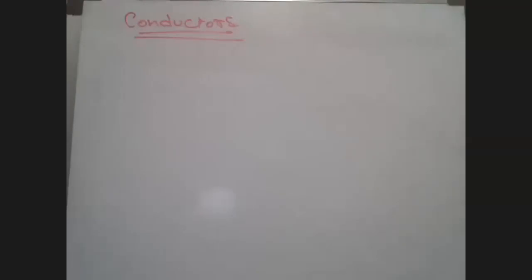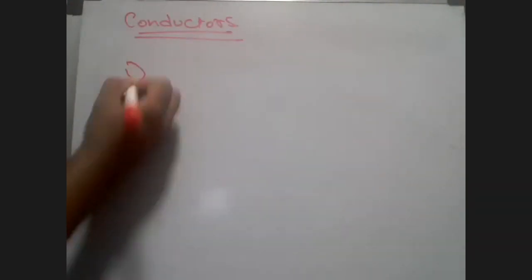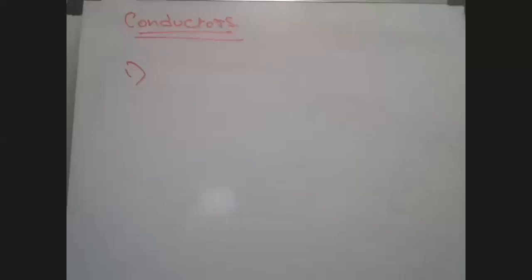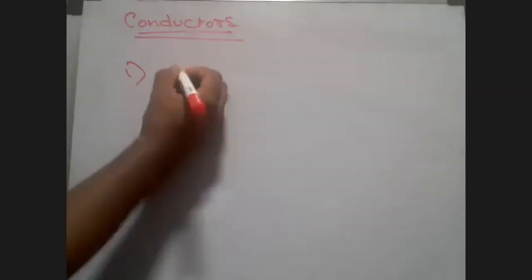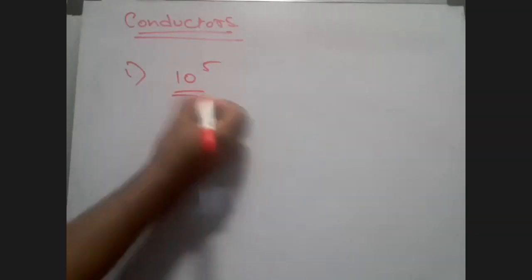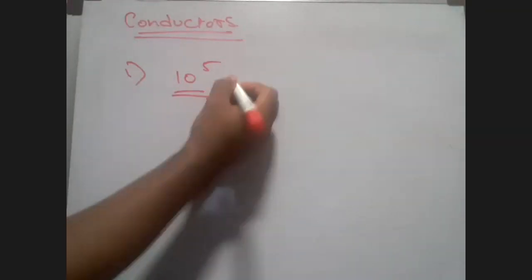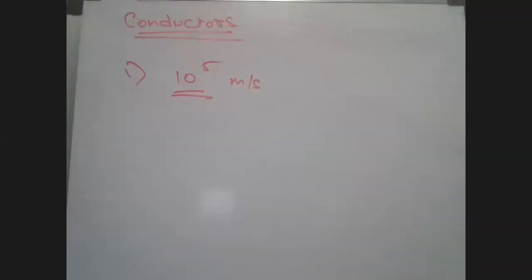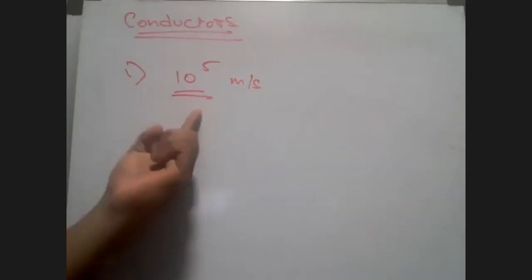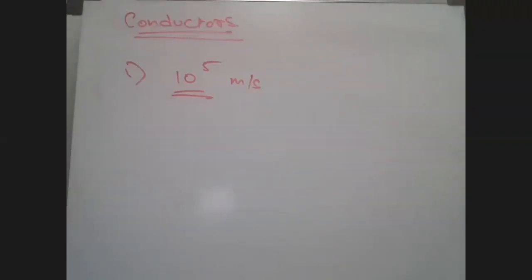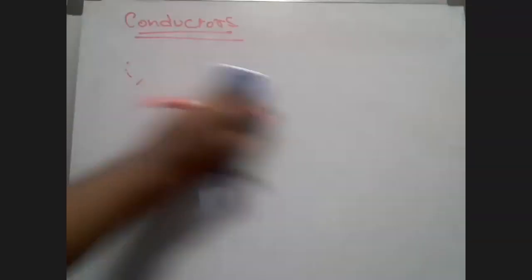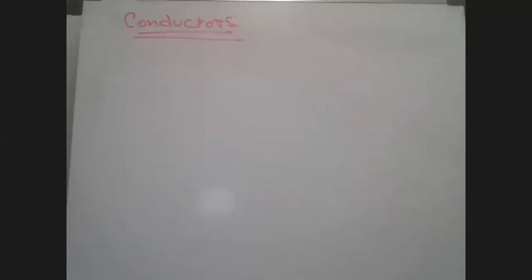Another fact I want to tell you is, suppose a conductor is placed without an electric field. There is no electric field. Then 10 raised to 5 meters per second is the speed at which electrons travel without an electric field. These are some facts. Let's come to the point.